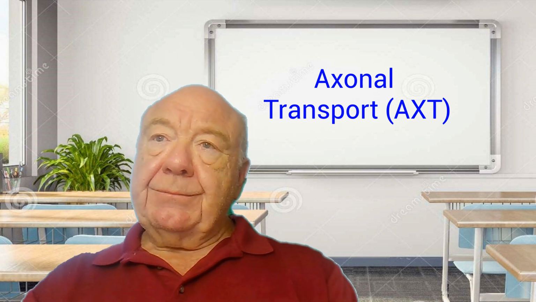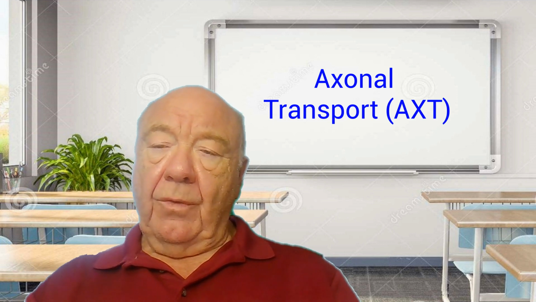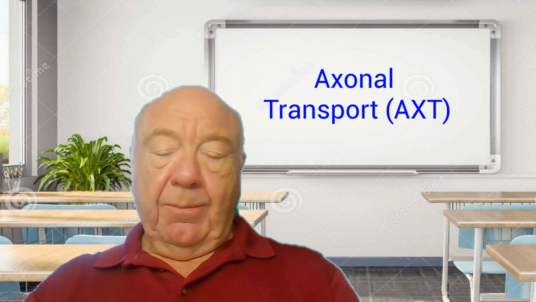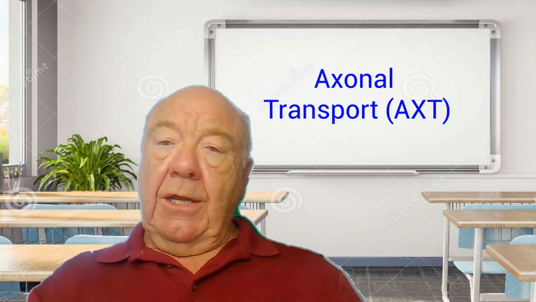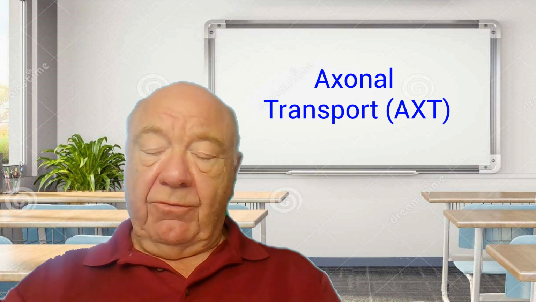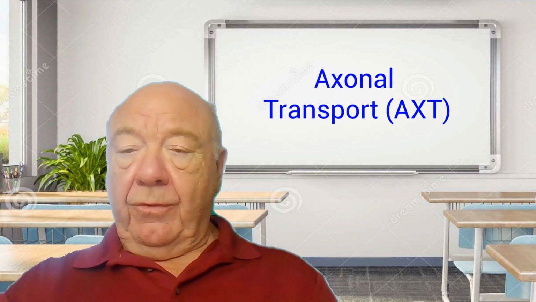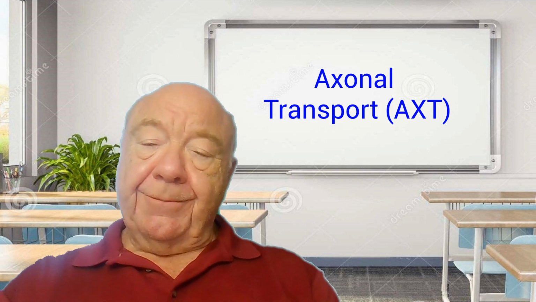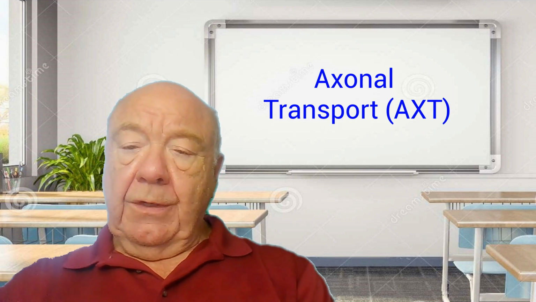The loss of this flow, the compromise of this flow, can result in a number of things, including degeneration effects in the axon. Central nervous system defects are thought to be partly, at least, responsible for Alzheimer's, Parkinson's, Charcot-Marie-Tooth disease, and so on. So it's vital to the health of the nervous system.